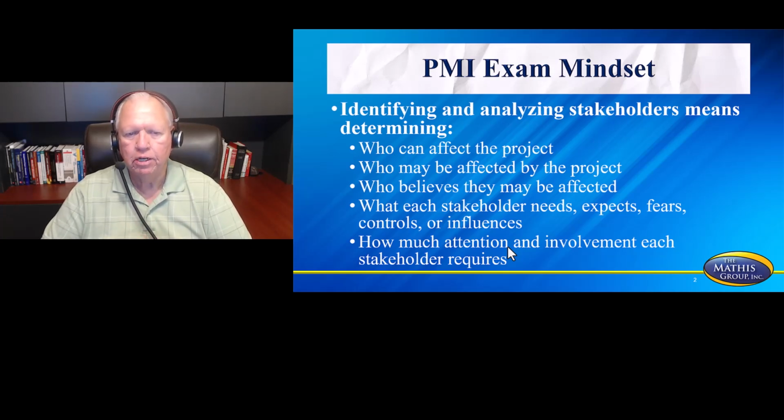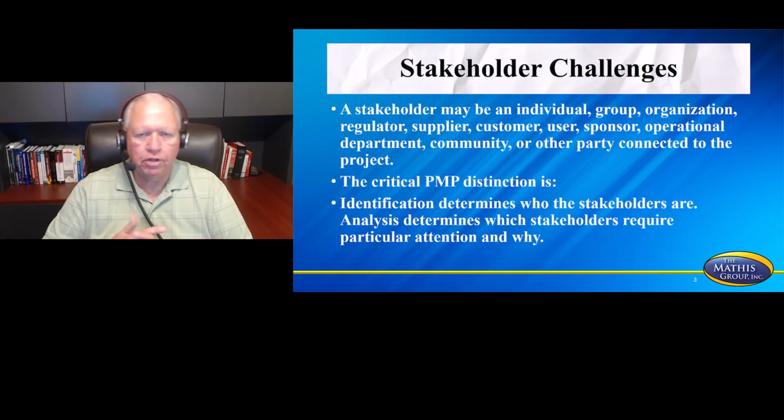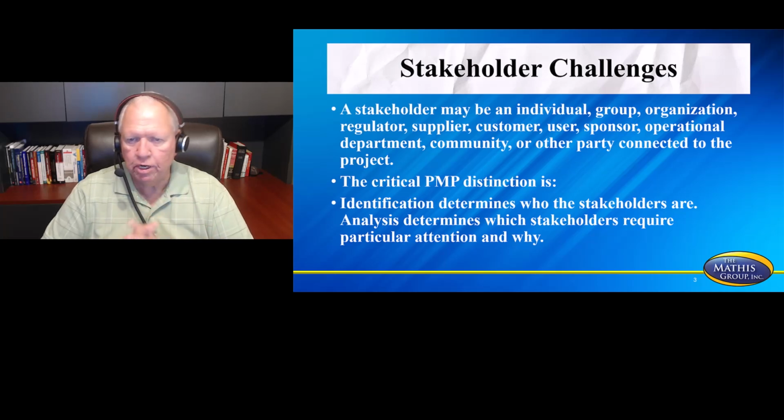So identifying and analyzing stakeholders means determining who can affect the project, who may be affected by the project, who believes they may be affected, what each stakeholder needs, expects, fears, controls, or influences, and how much attention and involvement each stakeholder requires. A stakeholder may be an individual, group, or organization: a regulator, a supplier, a customer, a user, a sponsor, an operational department, a community, or any other party connected to the project.